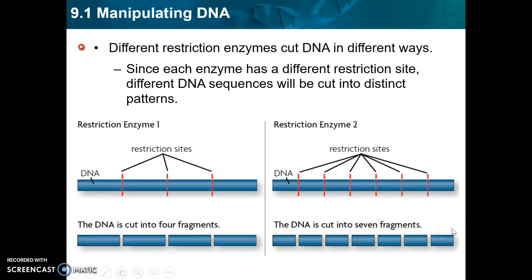A little bit later, in the next section of this chapter, we will talk about how to separate those fragments from each other in a process called gel electrophoresis. And that process allows us to learn a little bit about the sequence of a DNA sample just by the way that it gets chopped up and separates into different sized fragments. So we'll talk a little bit more about that later.